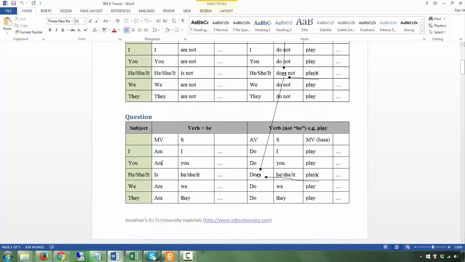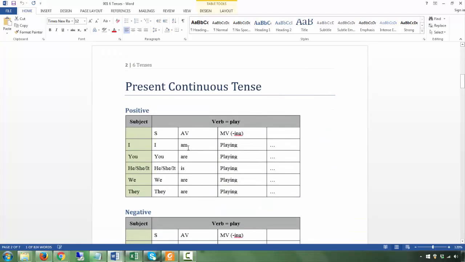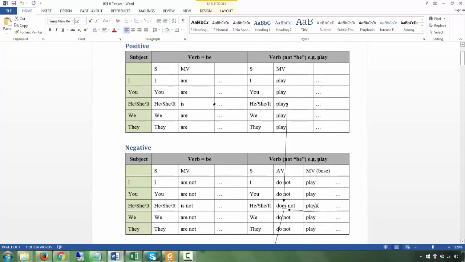It's totally different. So this here is all the main verbs. These are all main verbs, whereas in the present continuous, this is auxiliary. It doesn't give you the main meaning. This gives you the main meaning. So, two different tenses. Now this is easy.